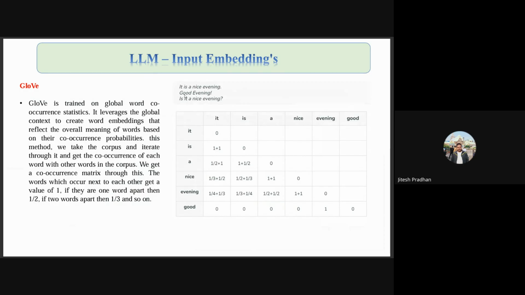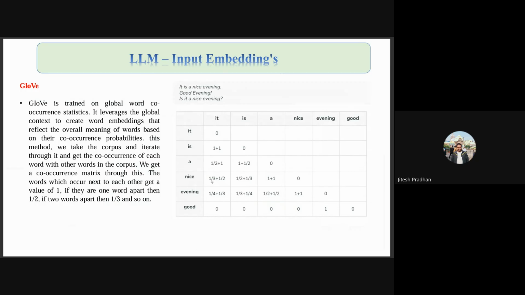Now let's say they are adjacent to each other, so it is adding 1. So it becomes 1 and 1 by 2. Look here, "a" and "it" are occurring adjacent to each other, so 1. And look here, "a" and "it" are occurring 1 apart, so it is 1 by 2.